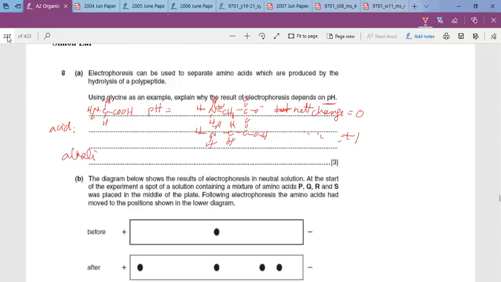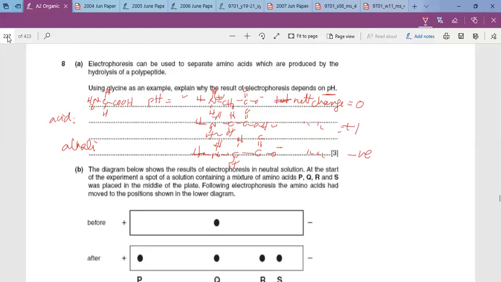Yes, in alkali solution, you put OH minus here. So which part of them will act as acid? The NH3+ will lose its proton, so you give NH2, no more positive sign, and your COO minus. Work it out yourself, friends. So the net charge is how much? Negative 1. See?